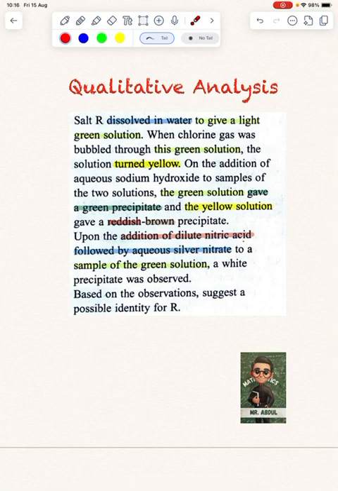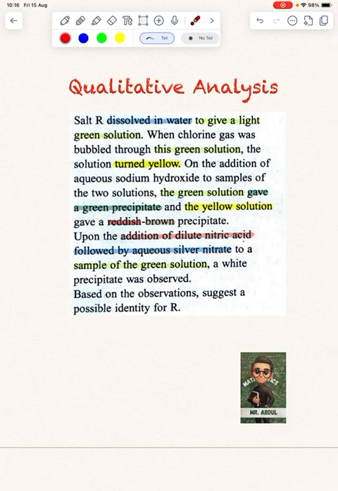We change it here to some colors, and we have a salt R dissolved in water to give a light green solution. Normally, that means our Fe2+ is present in your salt R, okay? Because when Fe2+ dissolves in water, it will give a light green solution, right? Of course, we need to confirm further.